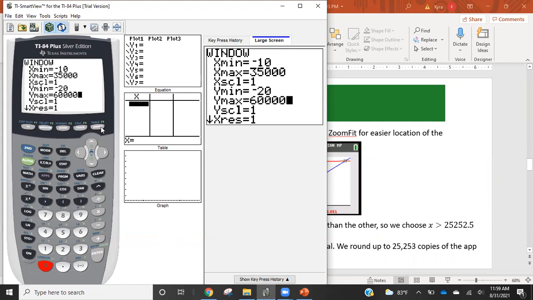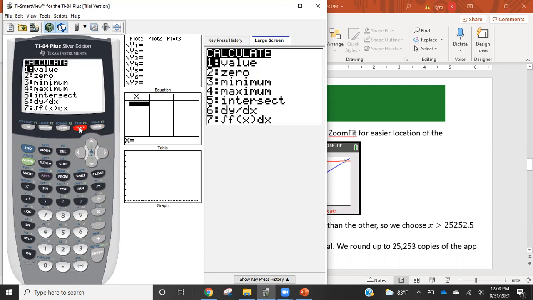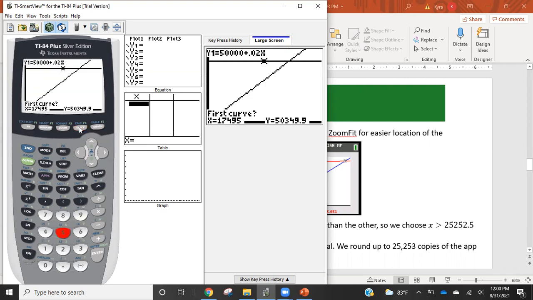Let's try that, see if it's any better. There we go. That's what we're looking for, is we want to see that X right there, that intersection. So now we just go to second calc and we want to know where they intersect. So yes, this is our first curve. That's our second curve. And we wanted to guess somewhere around here, and we press enter.